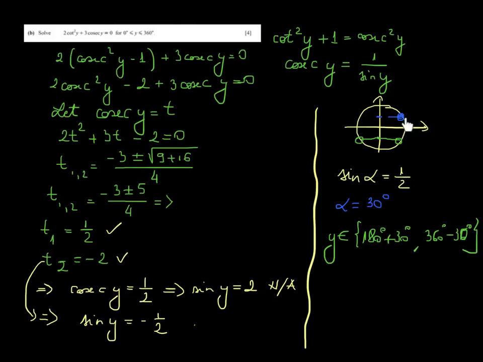So starting from 0, 180 plus 30, this arc is the same as a 30 degrees arc here. So this is my first solution. And my second solution, start from 0, 360, take away 30. Therefore, my solutions are 210 degrees or 330 degrees.